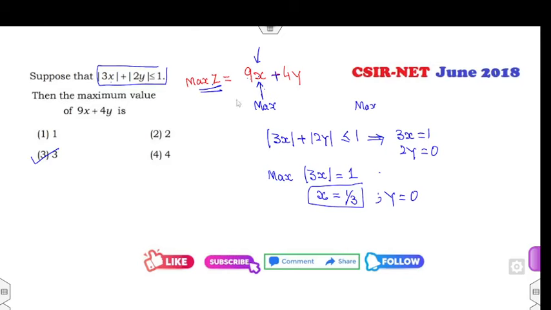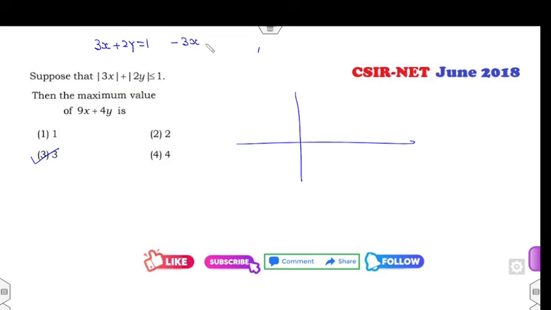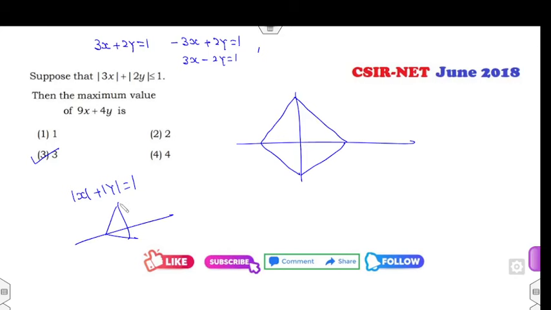Clear? अगर आप इस तरह से नहीं करना चाहते, आप ग्राफिकली करना चाहते हो, तो आप ग्राफिकली कर लीजिए. इसकी कंस्टेंट्स की इक्वेशन क्या बनेगी? Because it's a modular sign, so you have the 4 constants. Either both are positive, either x is negative, either y is negative, or both are negative. So we all know the constants have this sign, because what is the graph of mod x plus mod y is equal to 1? This is the diamond graph.